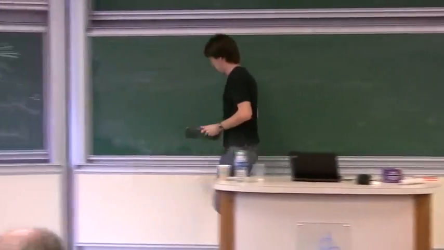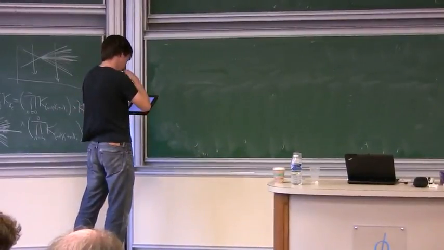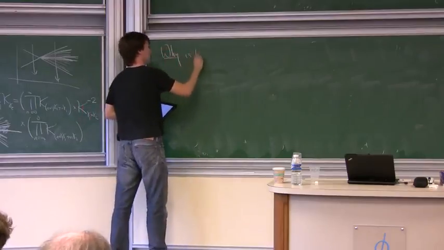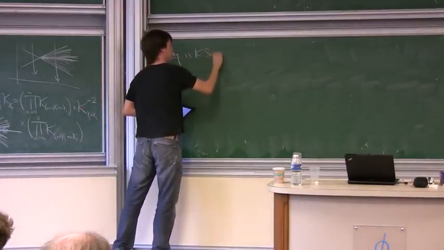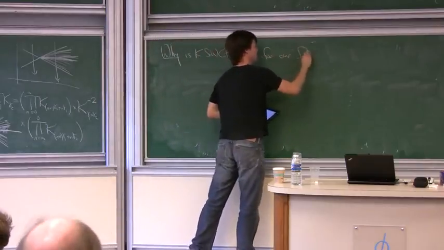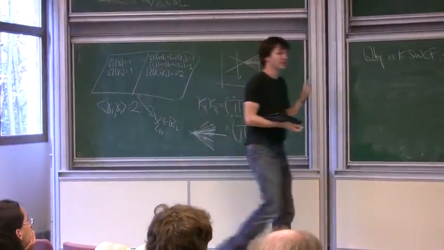It seems to be something really basic to the structure. So why is the KSW formula true for our Omega of gamma? The way we're going to see it is by introducing a sort of funny-looking new construction.